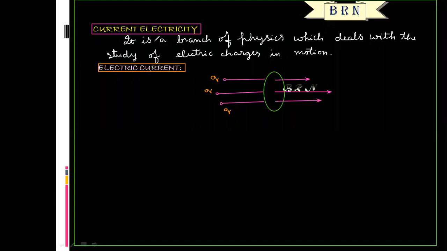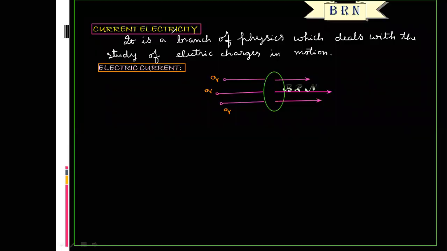Okay, what is the meaning of current electricity? It is a branch of physics which deals with the study of dynamics of charges or flow of charges, or simply electric charges in motion. That is the meaning of current electricity. We already had a brief idea about the electric charge. Now we are going to study about the electric current in detail.